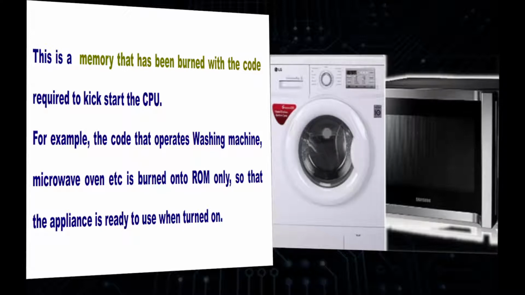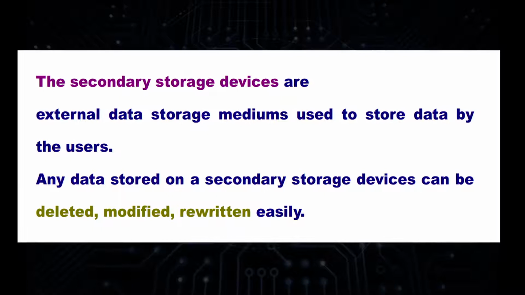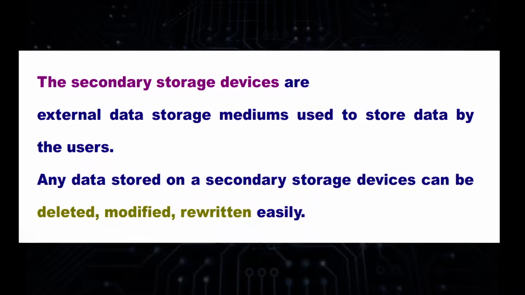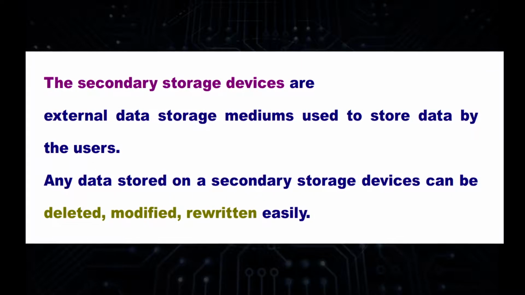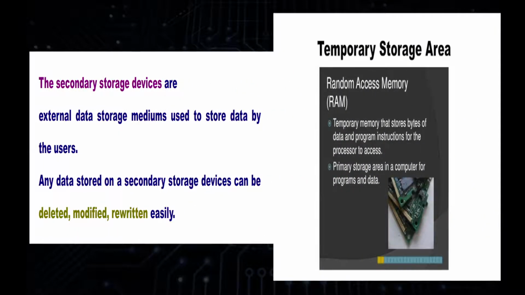For example, the code that operates a washing machine, microwave oven, etc. is burnt onto the ROM only, so that the appliance is ready to use when turned on, whereas secondary storage devices are external storage mediums used to store the data by users. Any data on a secondary storage device can be deleted, modified, rewritten easily.